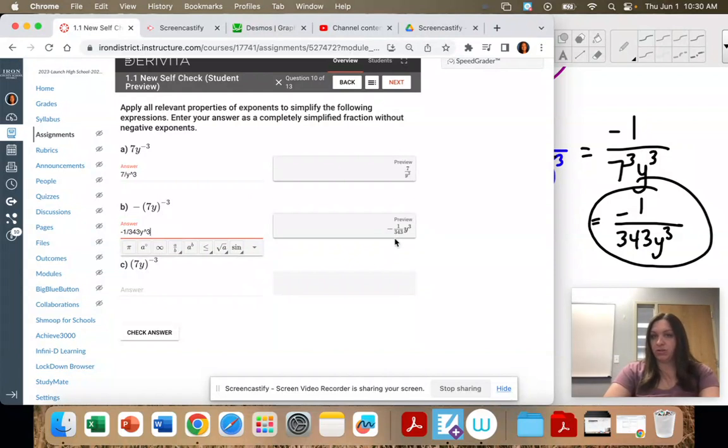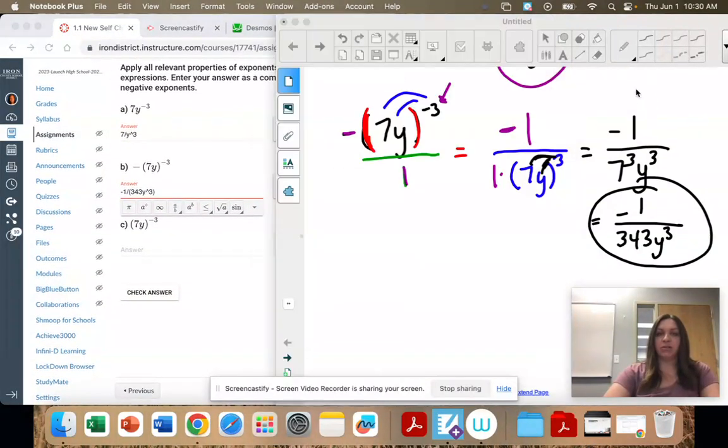Remember, when your denominator separates, you've got to keep it grouped with parentheses. And that negative came in front of the fraction. That's fine. Remember, we can choose where the negative goes.